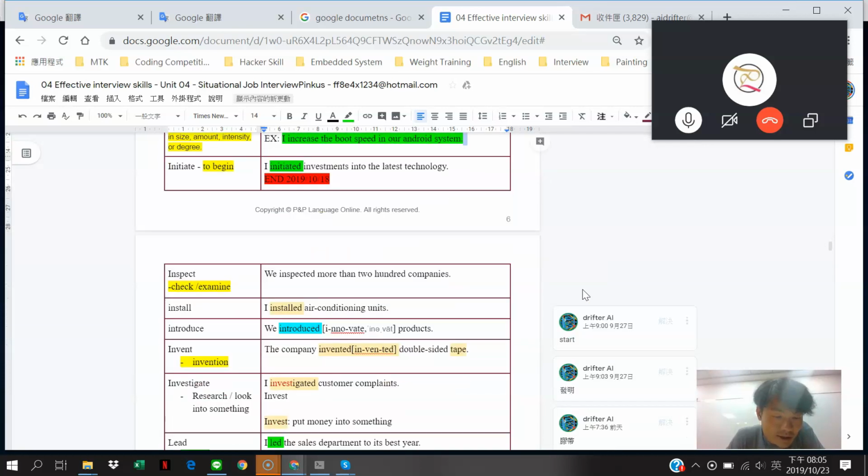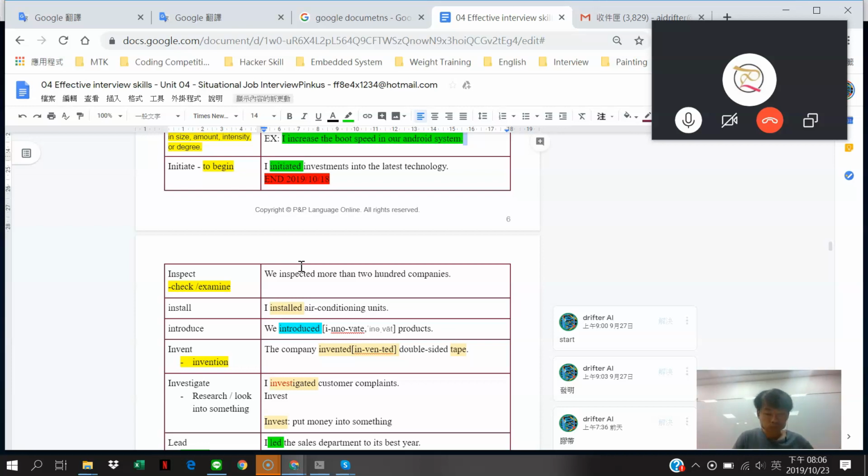Inspect, inspect, inspect. We inspected more than 200 companies. It's like a check in the internet. All right, you check it. So the word is inspect. Oh, sorry, inspect. Yeah, inspect. Okay, say it again. We inspected more than 200 companies.